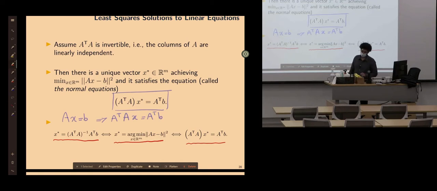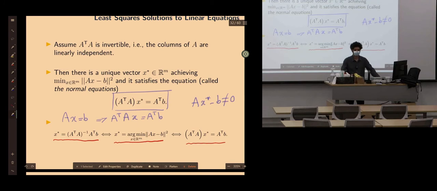It's a very good question. The question is why X star is not the solution, therefore the error is not 0. That means A X star minus B is absolutely not 0, unless X star is also the solution. In general, it's not. So why does it satisfy the normal equation? Because that's going to be 0 if you subtract both sides.